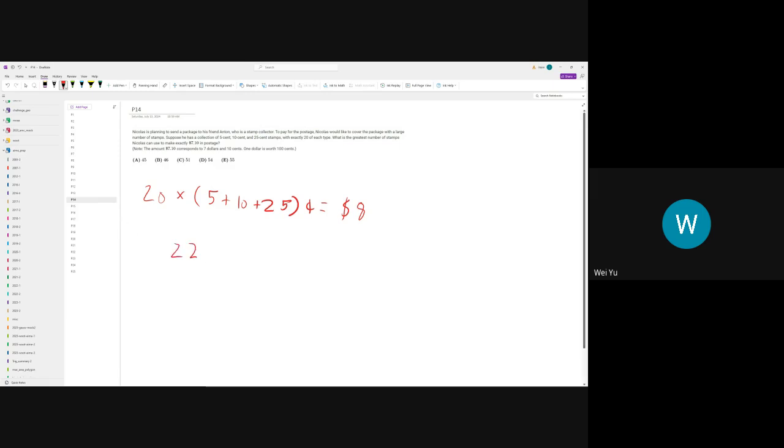25 is going to fit 3 times into 90, and then 90 minus 75 is 15 left over. Then 10 fits one time and 5 fits one more time. So we have to subtract 5 stamps from our 20 times 3. So that leaves 55 stamps.